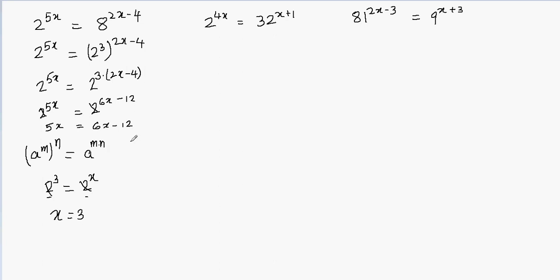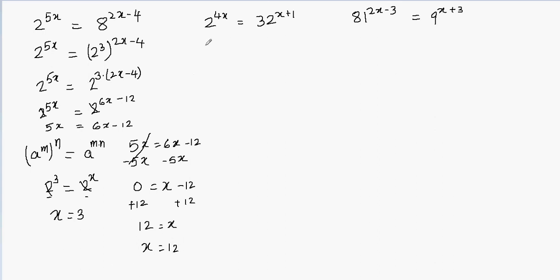Now this is a simple equation, and I have to solve it for x. Let's get rid of 5x from the left-hand side, so subtracting 5x on both sides, this will cancel out. I have 0 on the left-hand side. On the right-hand side, 6x minus 5x will be just x minus 12. Now I need to solve this for x, so adding 12 on both sides, this is going to be 12 is equal to x. So my final answer is x equals 12.